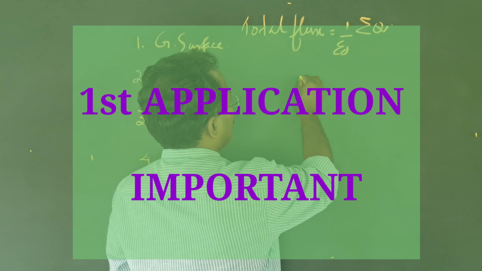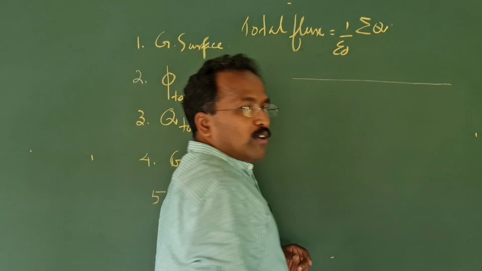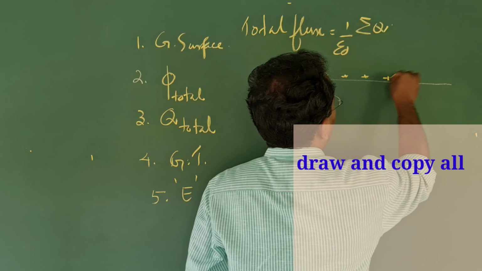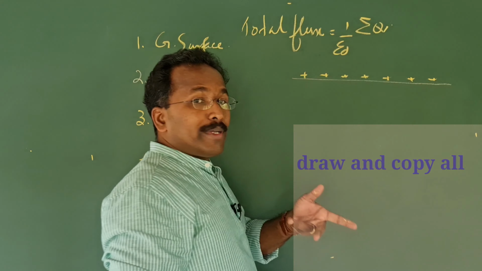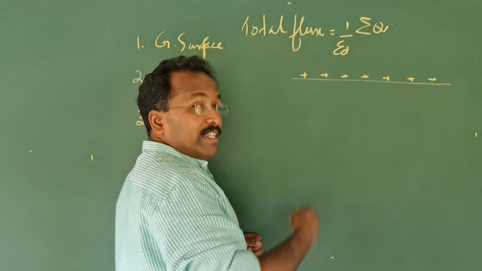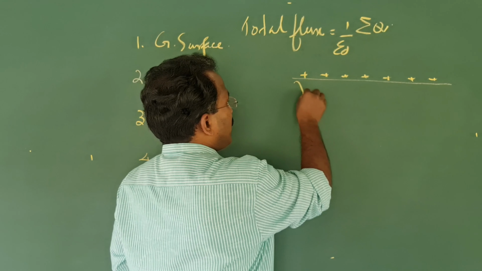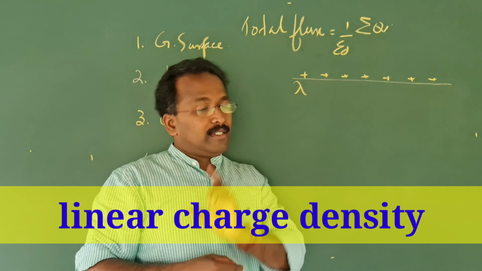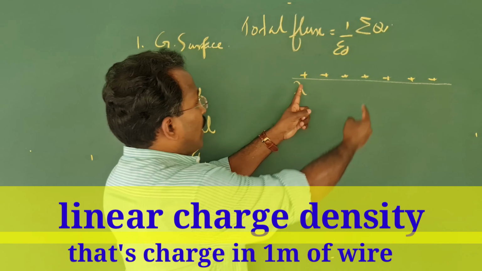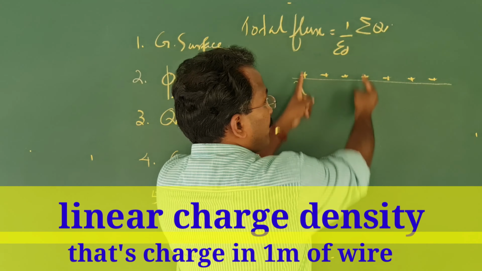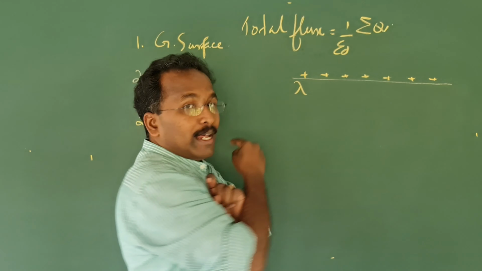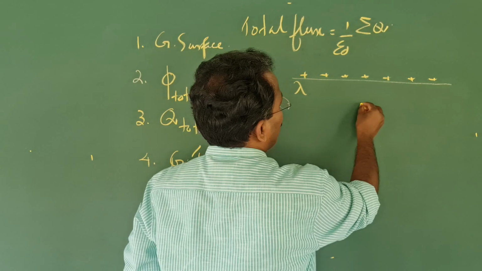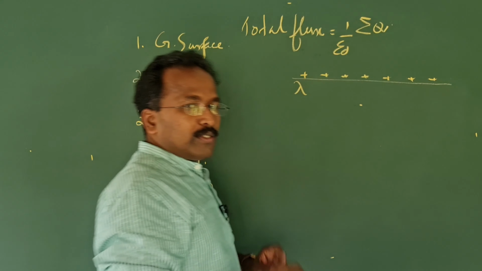In the first application, you have an infinitely long wire. This wire is carrying charge. It is uniformly charged. How much charge is there? We do not know. For having an idea of that, what will usually be given is lambda. Lambda is linear charge density. Linear charge density means how much charge will be there in 1 meter of this wire. That is given as lambda, linear charge density. And you have to find the electric field at a point somewhere here. So this is the question.